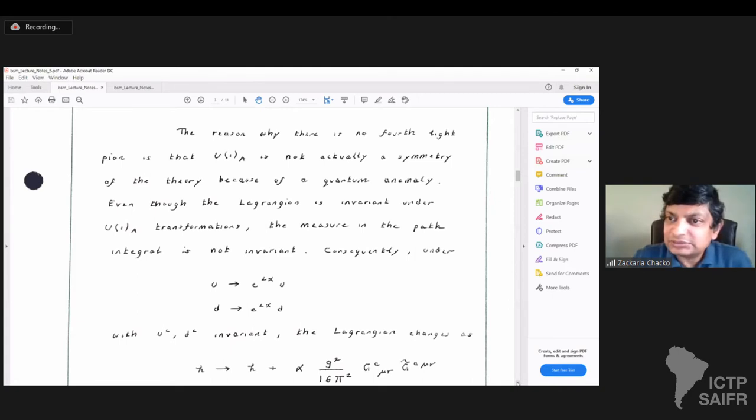But now we know the answer, and here's the answer. It's also in your textbook. The reason why there is no fourth light pion is that U(1) axial is not actually a symmetry of the theory because of a quantum anomaly. The way we decided that U(1) axial was a symmetry of the theory is that we looked at the Lagrangian and we stared at it and we said, oh, I can rotate by U(1) axial. See, the Lagrangian is invariant. Yay, there's a fourth symmetry! But that's not enough.